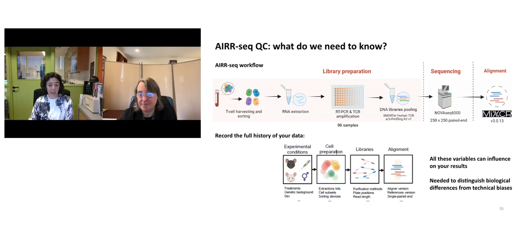So basically, all the history of your data, starting from the beginning of the sample, needs to be accurately collected. And this is work that is also being done by the AIR community through the minimal standards working group, which identified the critical information that you need to compare data. So the idea was to collect everything that you could record from the different steps of your experiment.